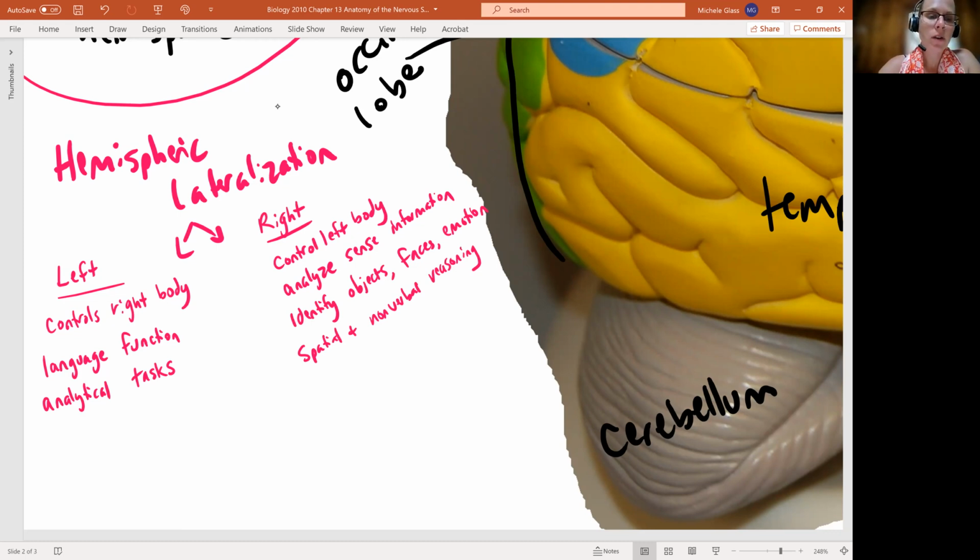Even though we see language functioning on the left side, the right side is still important in helping us to see and understand what's going on in the world. And then of course, the left side is helping us to voice that. So we see that both sides of the cerebrum are important for our everyday functioning and that they're working together.